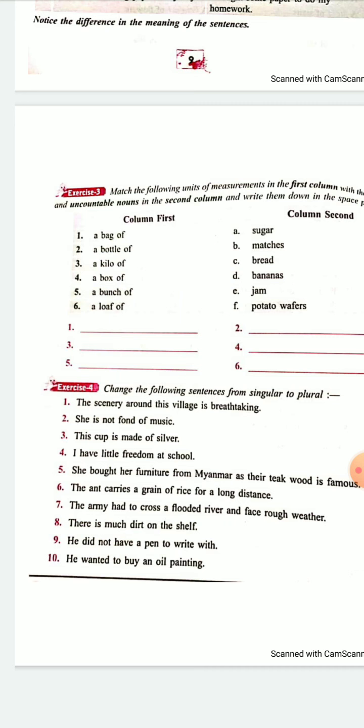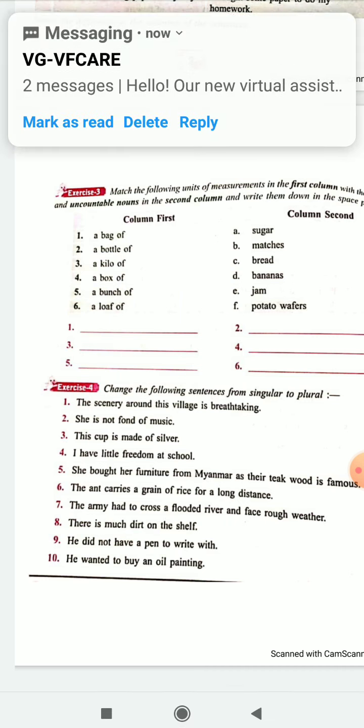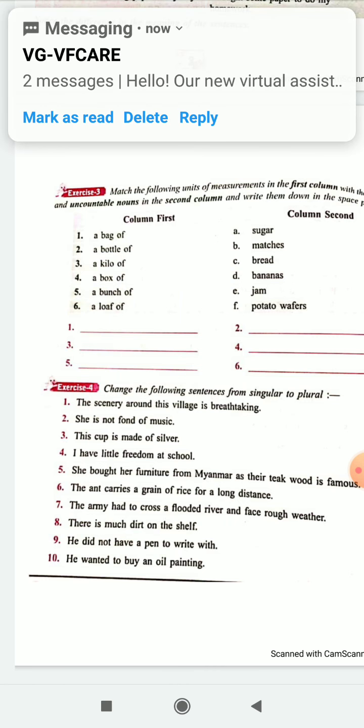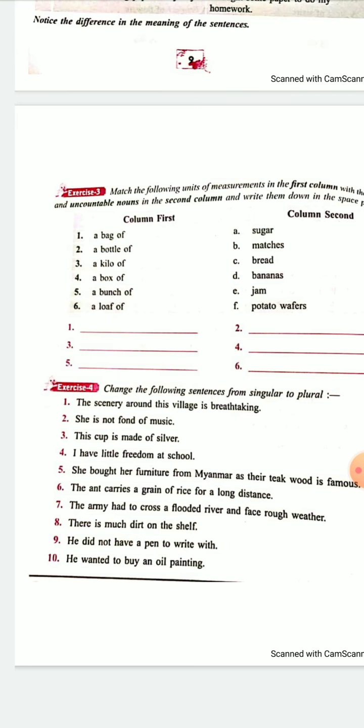Exercise 4 is from singular to plural. I hope you know what is singular. Singular is when we do it in a single thing. One thing is called a singular. A pencil, singular. Pencils, plural. So here you are changing the sentence from singular to plural. For this, what will you do? For this, you will first underline the words that you are supposed to change. Now the scenery, you will not change the word scenery.